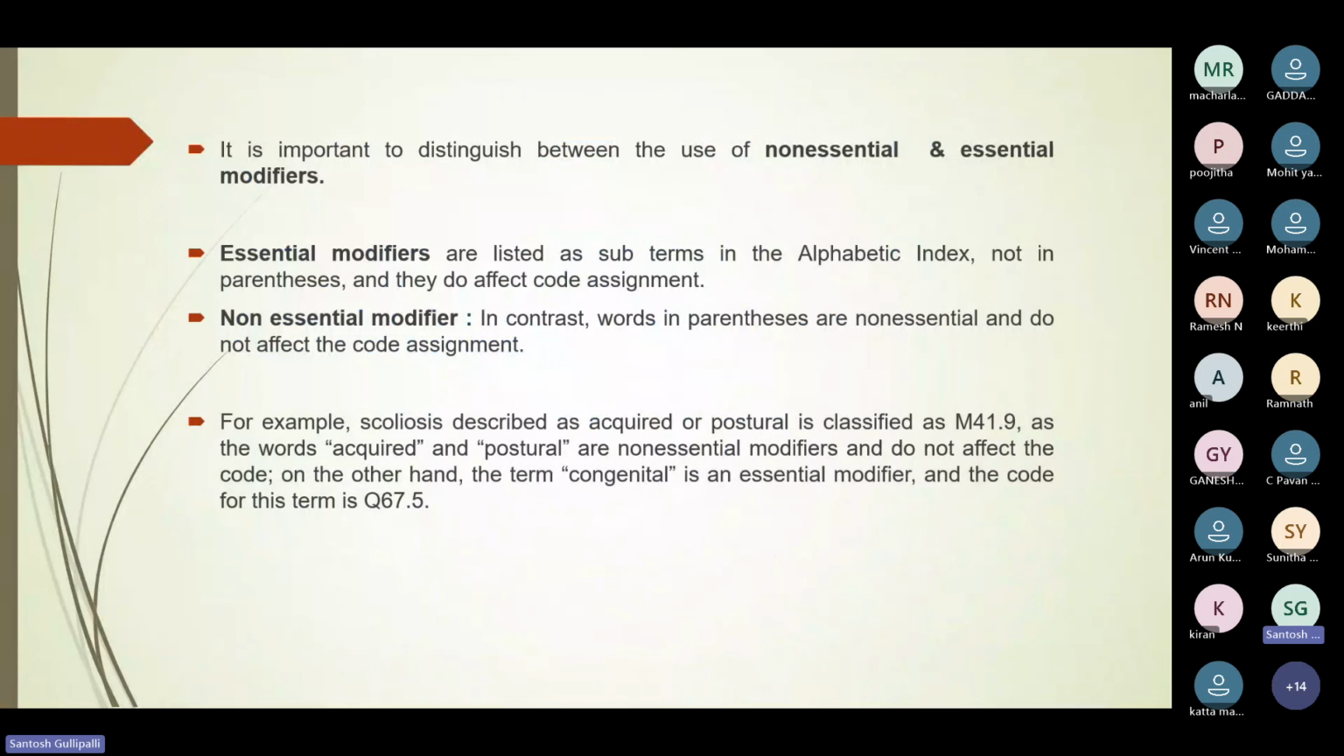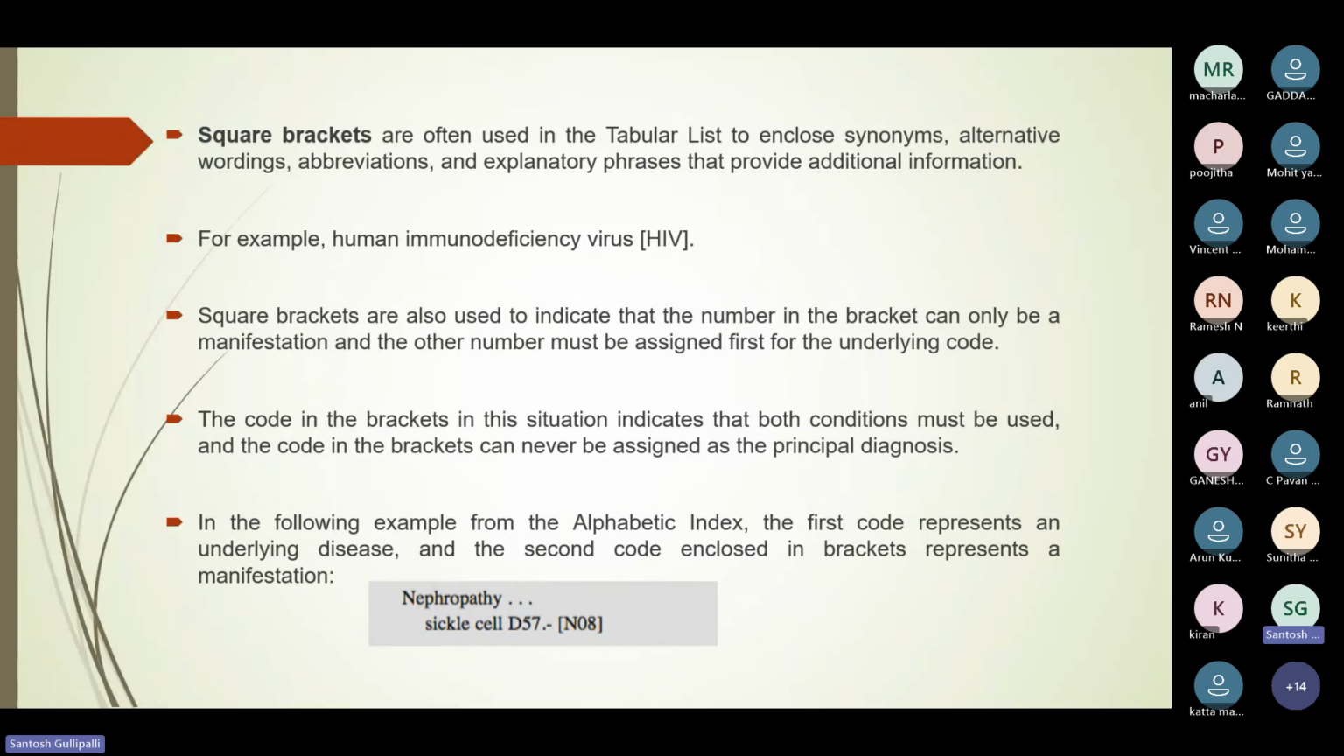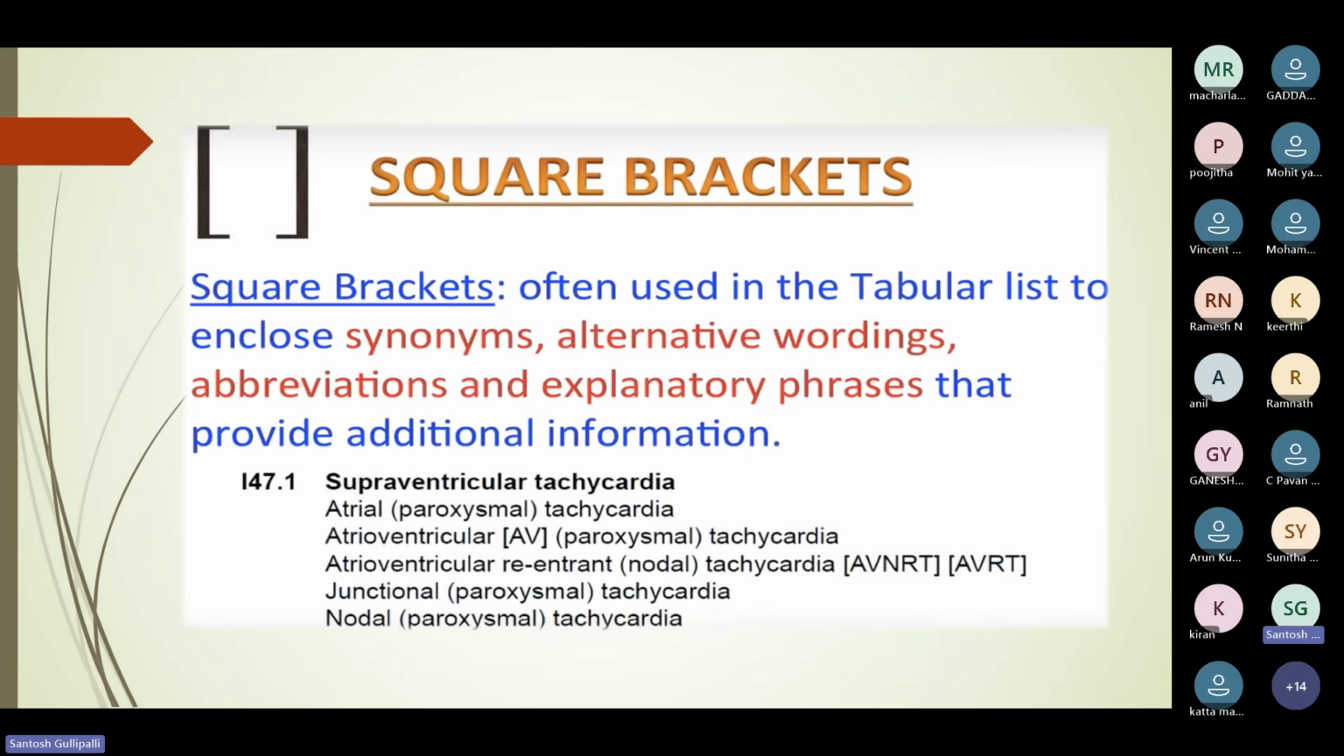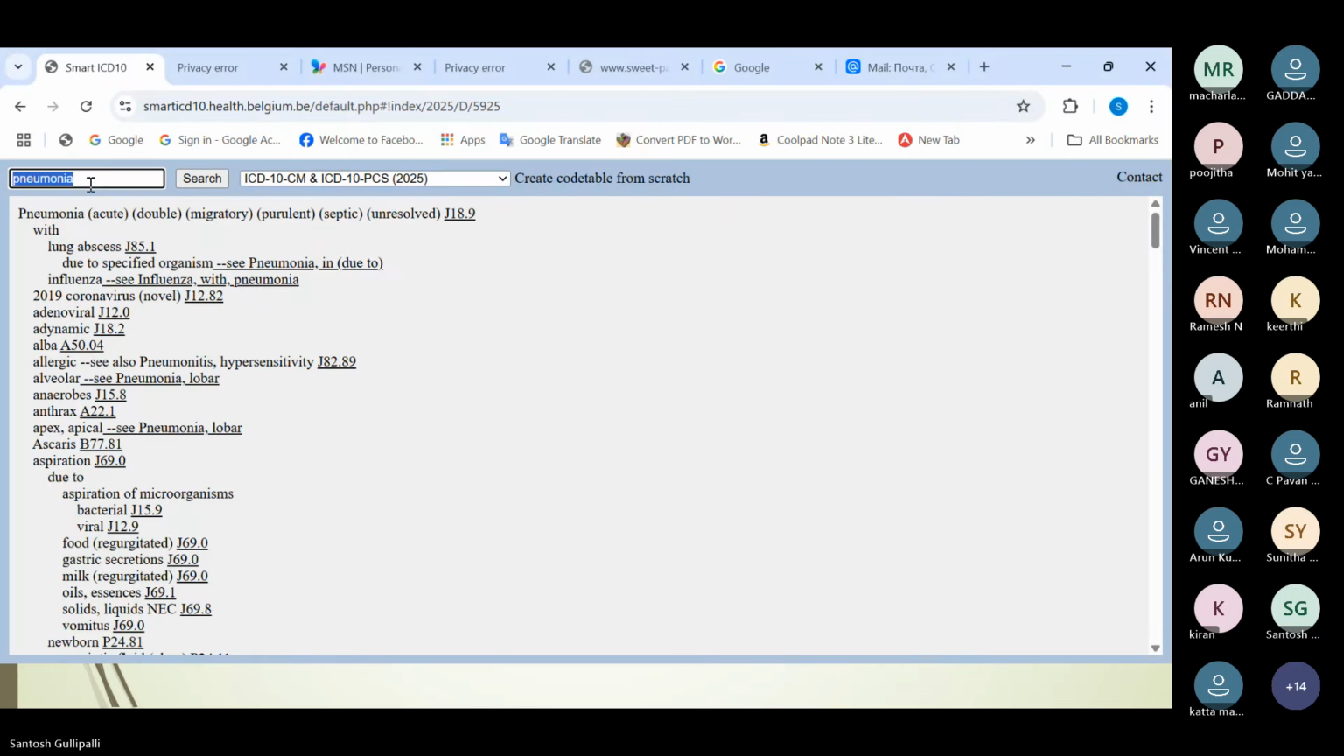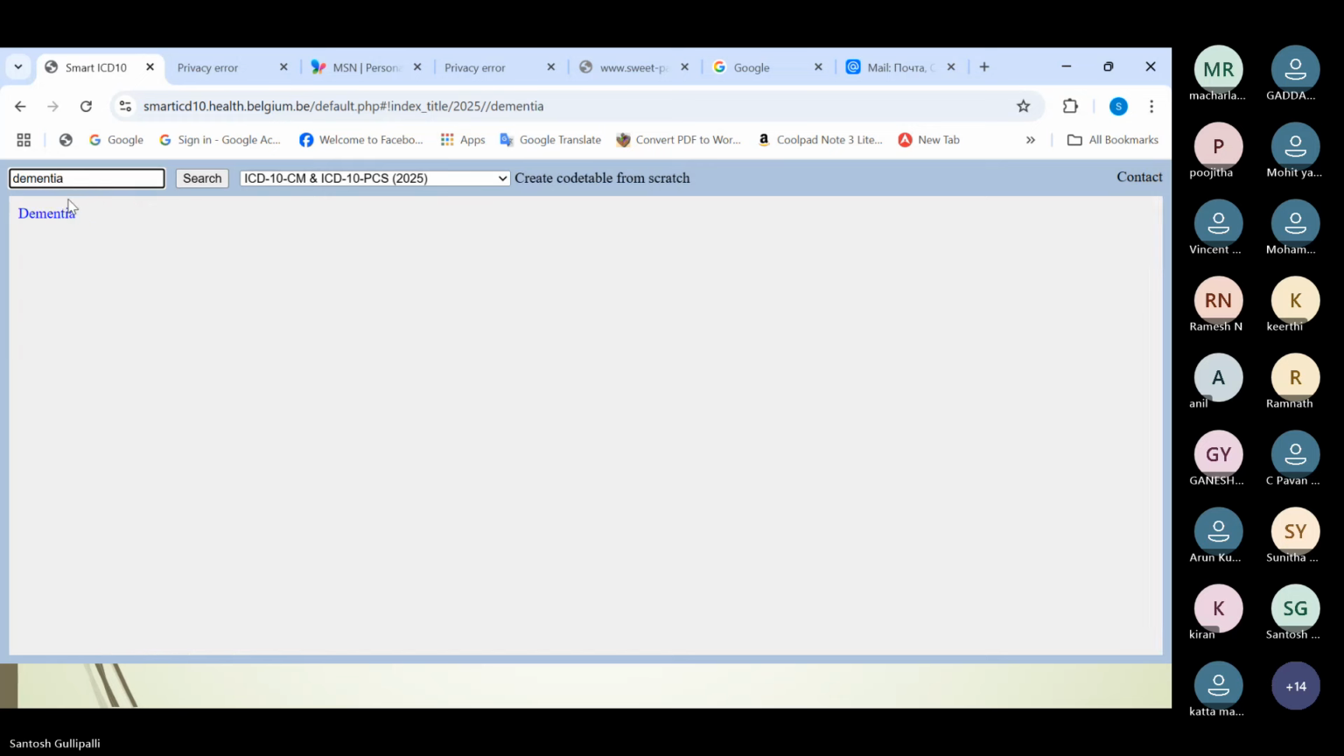Essential modifiers are listed as subterms in the alphabetic index, not in the parentheses. So what is an essential modifier and what is a non-essential modifier? Essential modifiers are listed as subterms in the alphabetic index, not in the parentheses. Non-essential modifiers, in contrast, are words in parentheses that do not affect the code assignment. They give some examples. Square brackets, square brackets. I will show you one example.